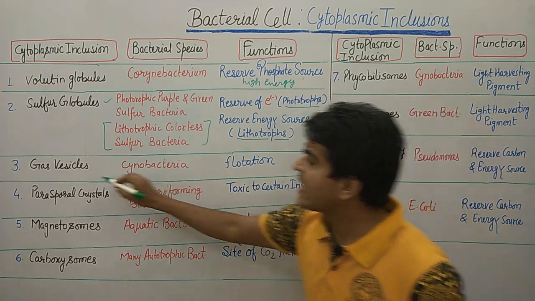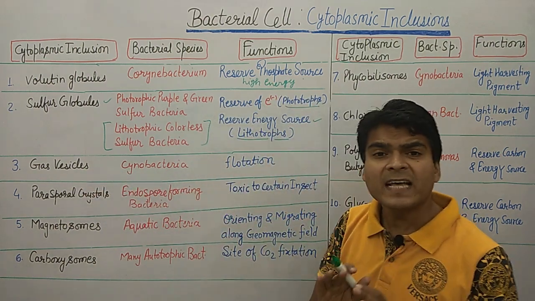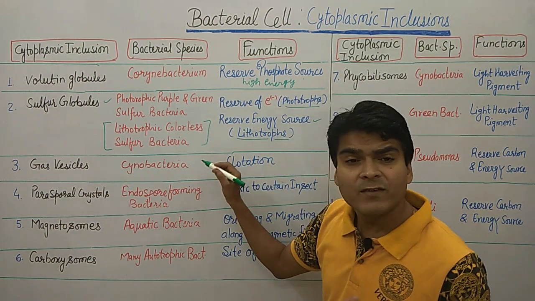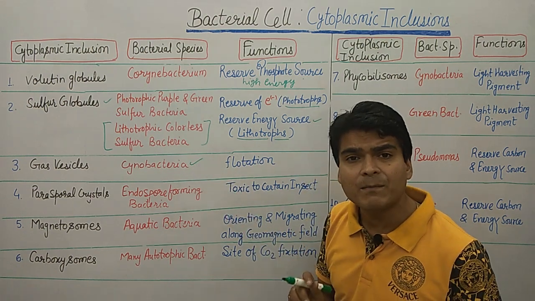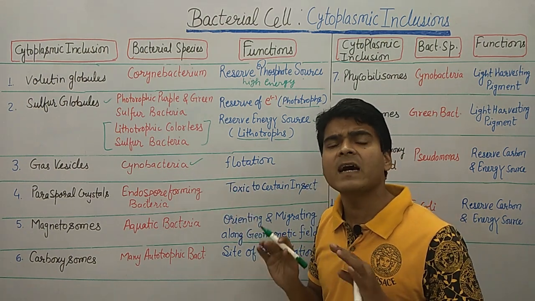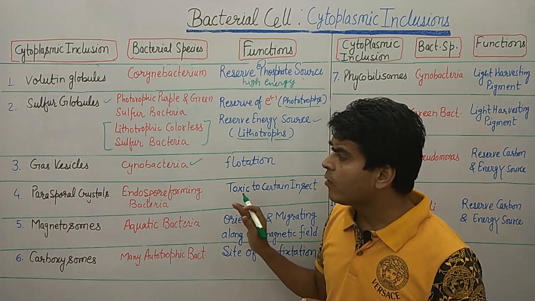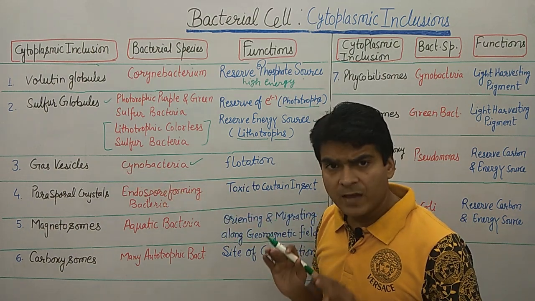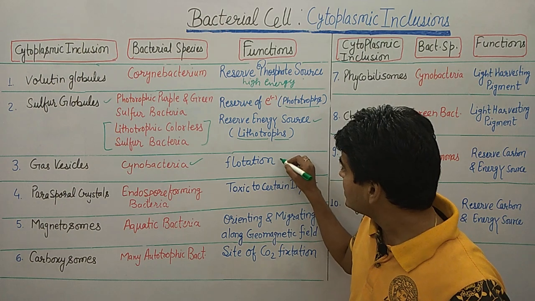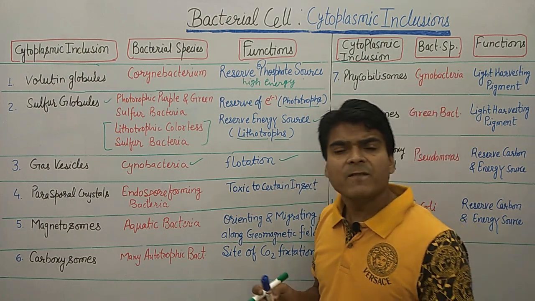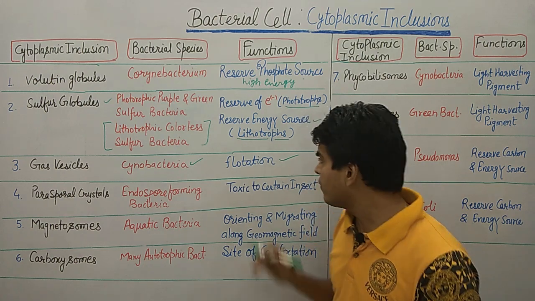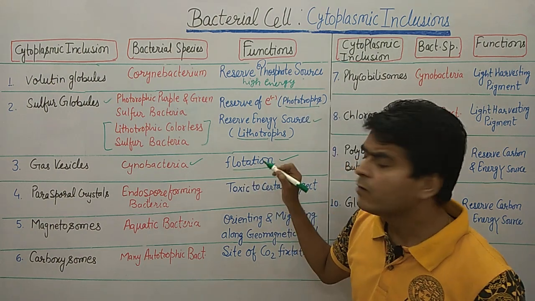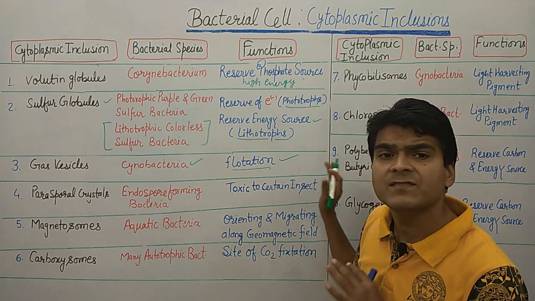Now moving on to the gas vacuoles. In which type of bacteria do we find these gas vacuoles? Cyanobacteria is the example, and many other bacteria also have gas vacuoles. Now what is the function? If any bacterium has a gas vacuole, then there is a possibility of flotation. So flotation is the function of gas vacuoles.